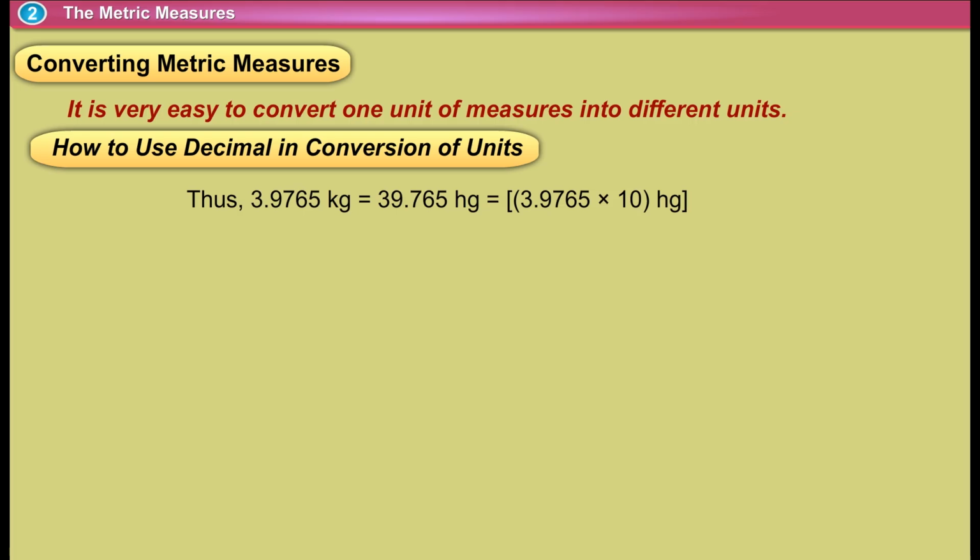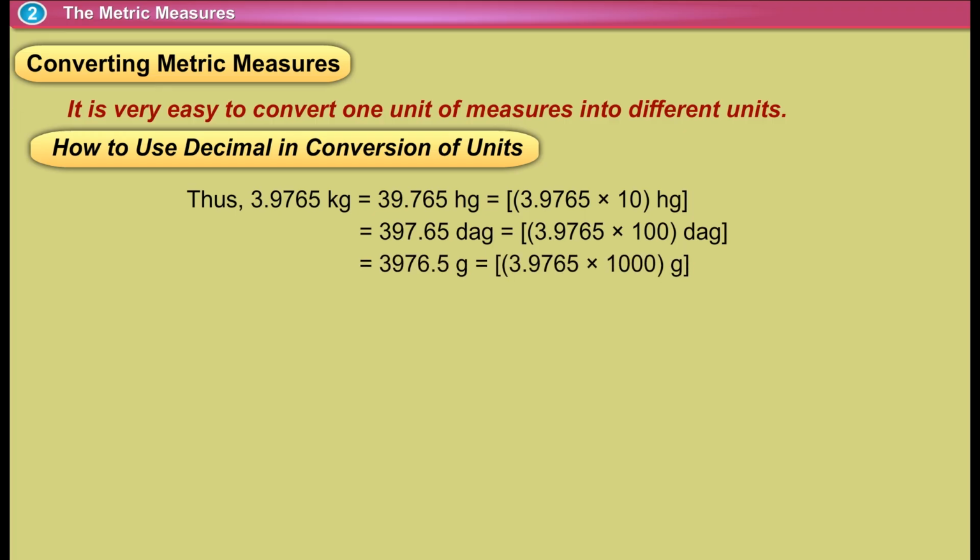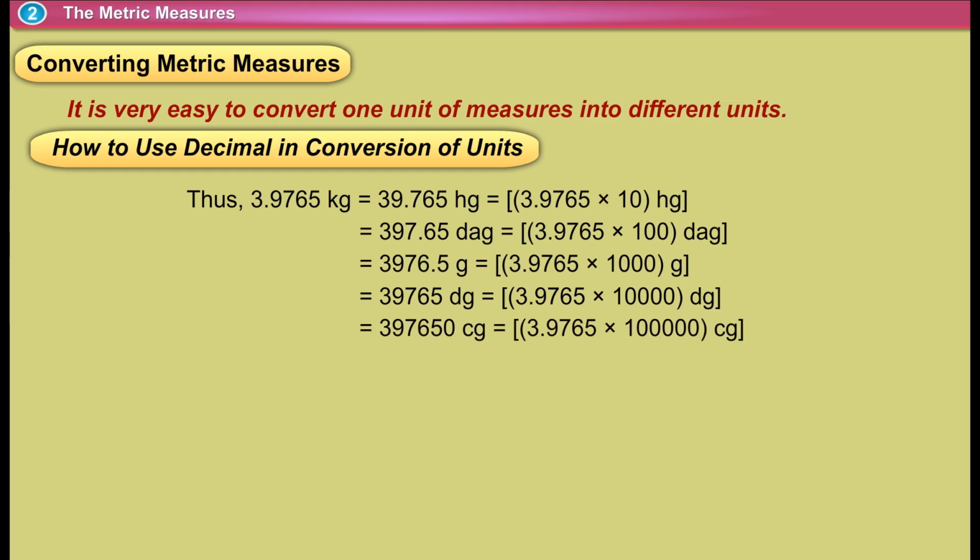3.9765 kilograms is equal to 39.765 Hg, which is 3.9765 times 10 Hg, is equal to 397.65 dag, which is 3.9765 times 100 dag, is equal to 3976.5 g, which is 3.9765 times 1000 g, is equal to 39,765 dg, which is 3.9765 times 10,000 dg, is equal to 3,97,650 cg, which is 3.9765 times 100,000 cg, is equal to 39,76,500 milligrams, which is 3.9765 times 10 lakh mg.